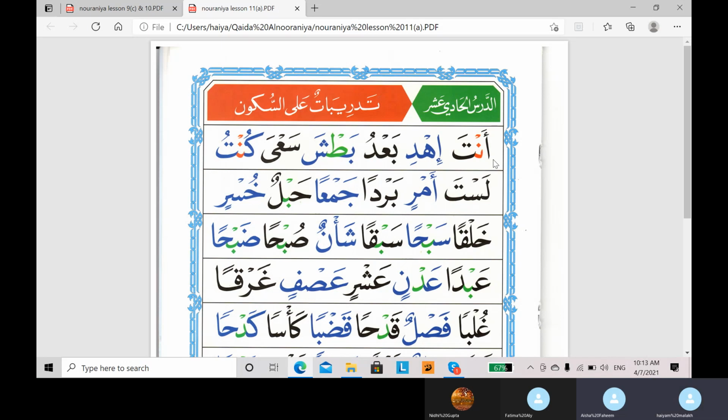What is the sign for ain? Oh, fathatain, not kasratain: an. Jam'an. Well done. Ha fatha, ba sukun: hab. Lam dammatain: lun. Habalun. Kaf damma, sin sukun: kus. Ra kasratain: rin. Kusrin.